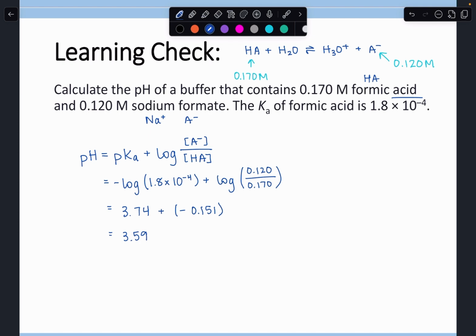And that's the pH. This equation is on your periodic table and equation sheet. So you can always use that as a reference when you're working through questions like this.